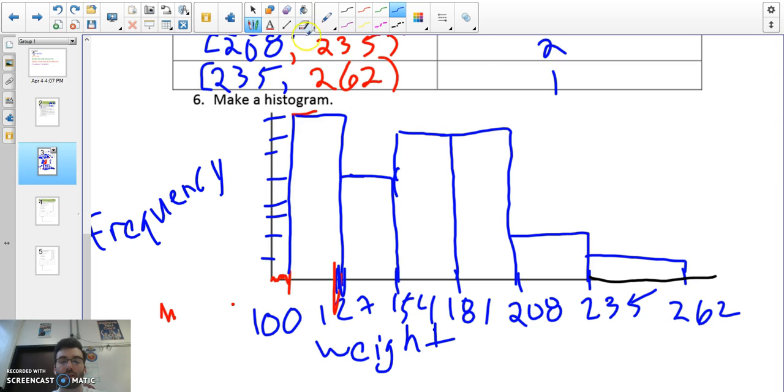I know mine is very sloppy. Sorry about that. I apologize. It's hard to write with your finger on this touchscreen. So you're just going to have to bear with me.